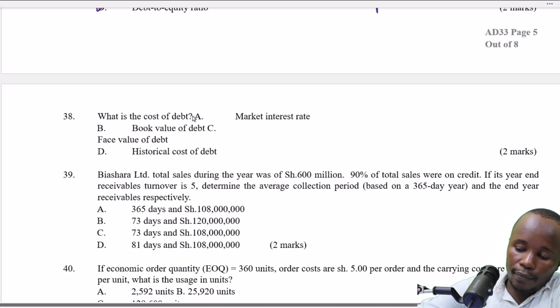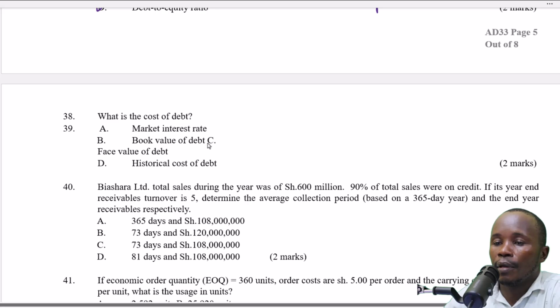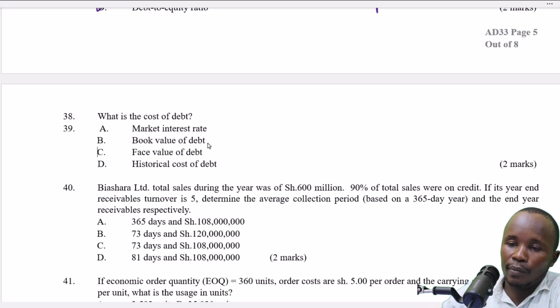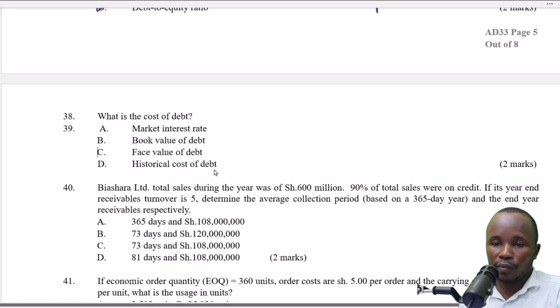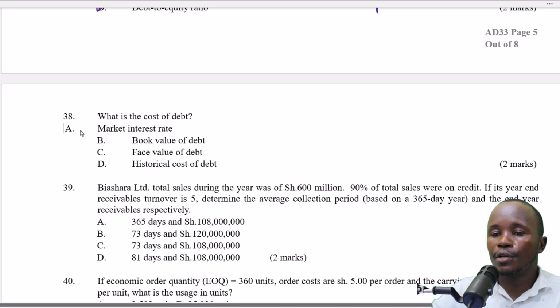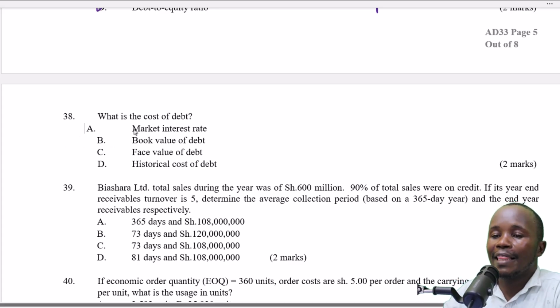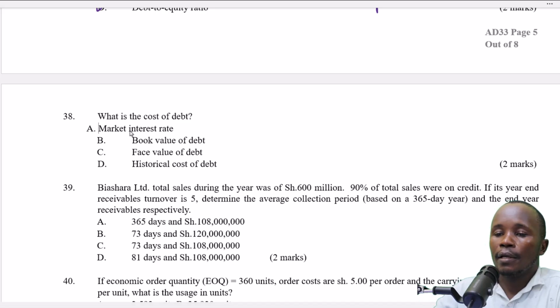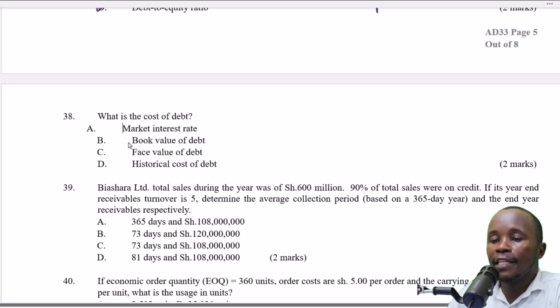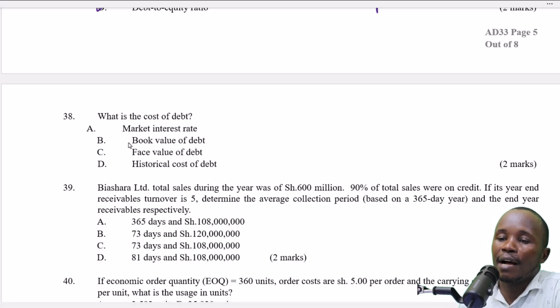Next, you are told: what is the cost of debt? Now, I want you to take note of this. When you get a loan, the interest you pay for that loan becomes the cost of acquiring that loan. The interest you pay to acquire a loan is the cost. So the rate of interest therefore becomes the rate of cost of debt.